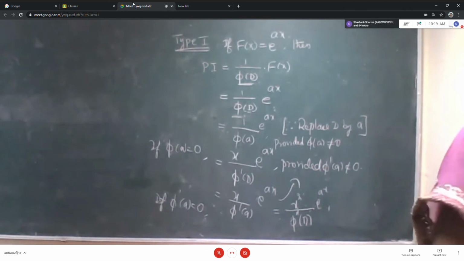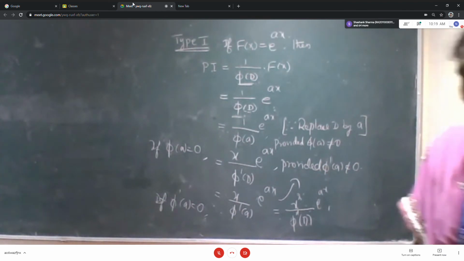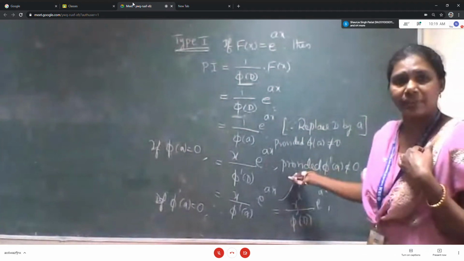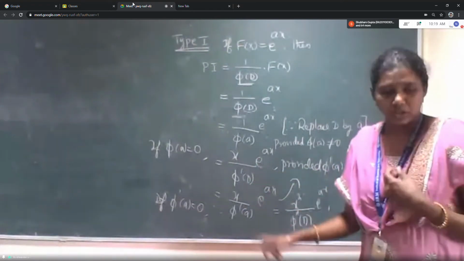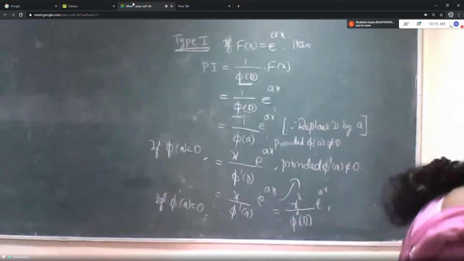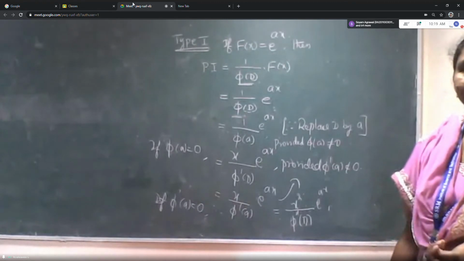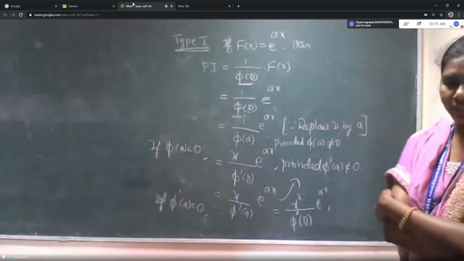The complementary function we have to find in the usual way. According to the given right hand side function, PI will be different. CF will be the same for all the problems. CF will be the same. Okay, guys, all of you write clearly.